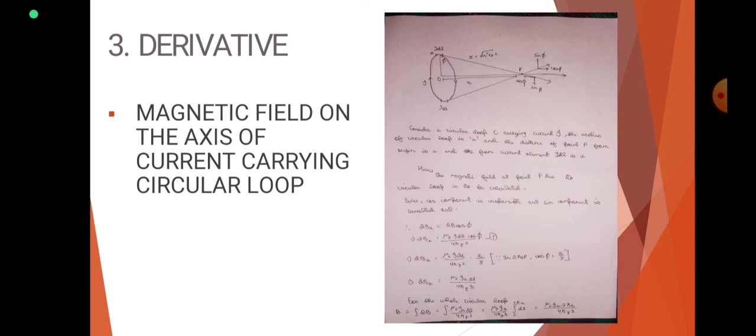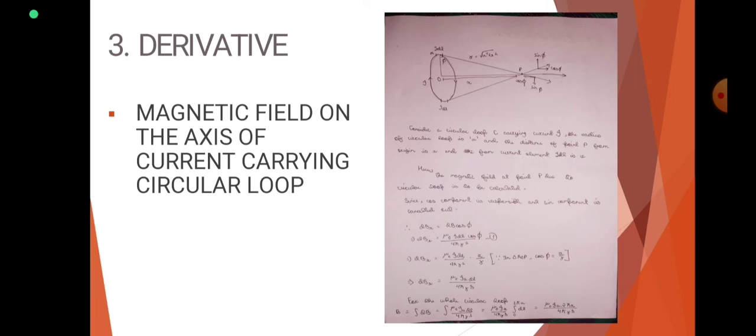Further calculating, we have to find the value of cos phi. From the triangle OAP using trigonometric identities, cos phi will be base by hypotenuse, as we all know, that will be a by r. Again, using Pythagoras theorem, we can find the value of r, which will be root under a square plus x square. Now putting the value of cos phi as a by r, by further calculating, it becomes dBx equals mu naught I a dl by 4 pi r cube.